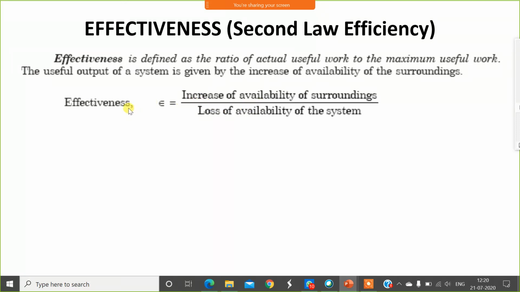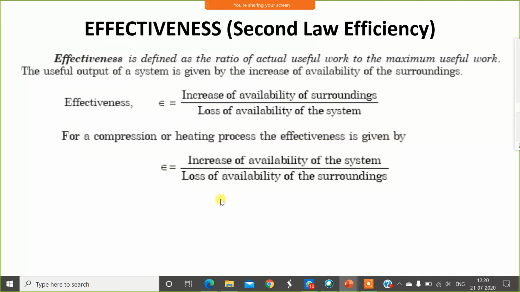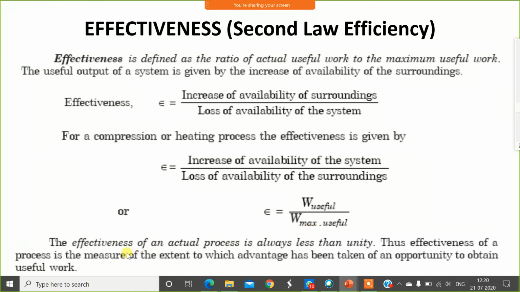Therefore, effectiveness for heat rejected is the increase of availability of the surroundings upon loss of availability of the system. For a compression or heating process, the effectiveness is given by the increase of availability of the system upon loss of availability of the surroundings. Therefore, it can be written as the ratio of useful work to the maximum useful work. The effectiveness of an actual process is always less than unity. The effectiveness is always less than 1.